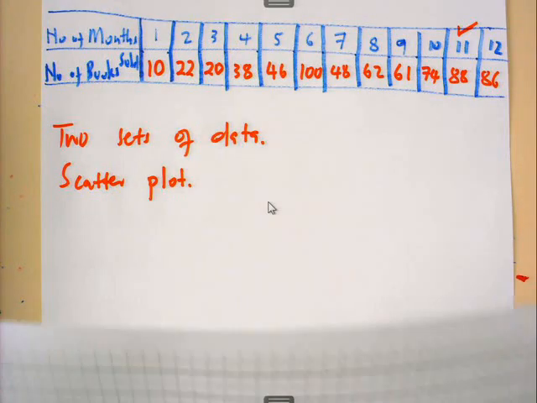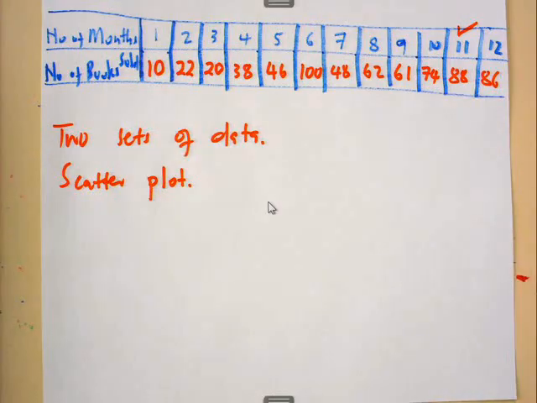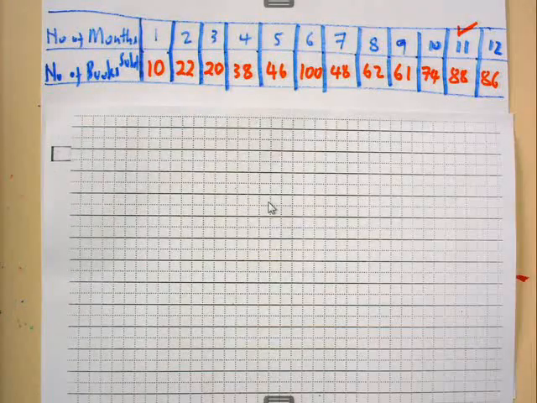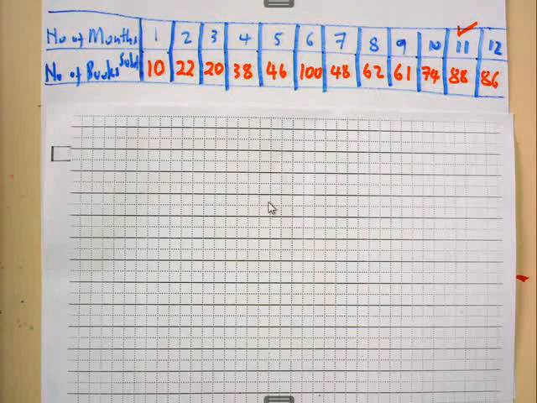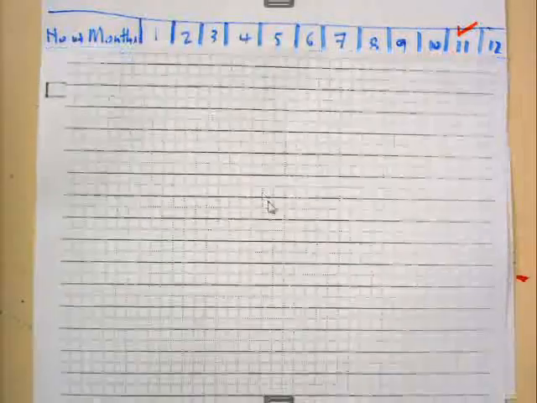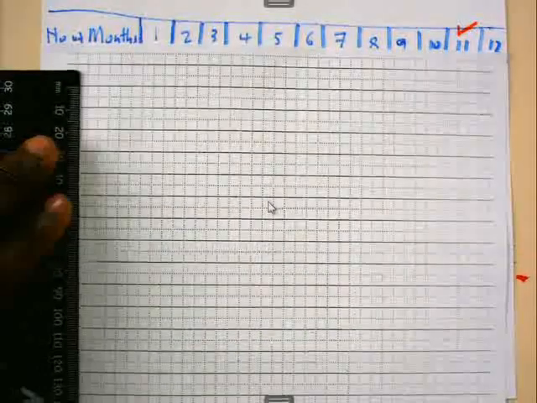Now we need to place this information. We need to put this information on the scatter plot. We are using our graph paper here. Just follow with me. We need a graph paper to do this. Now on the graph paper, we are going to draw here.